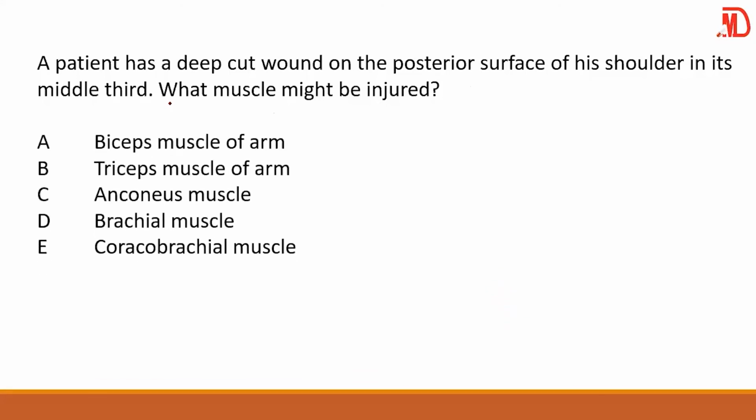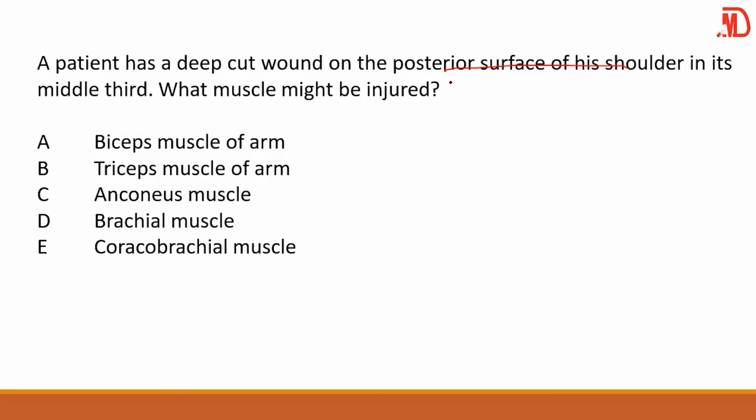A patient has a deep cut wound on the posterior surface of his shoulder. Posterior, guys, look, posterior surface of his shoulder, in its middle third. What muscle might have been affected? So now you look at your muscles. What muscles are located on the posterior surface of your shoulder? In its middle third, that means talking about the humerus area, okay?